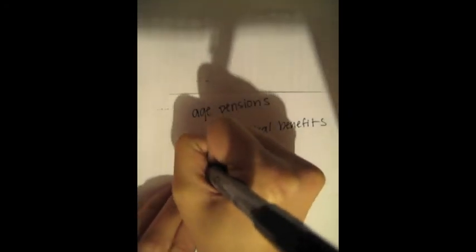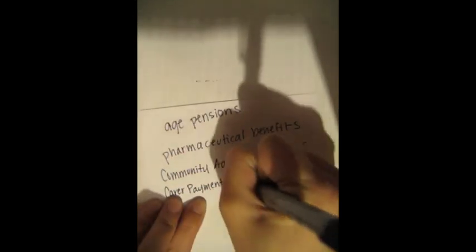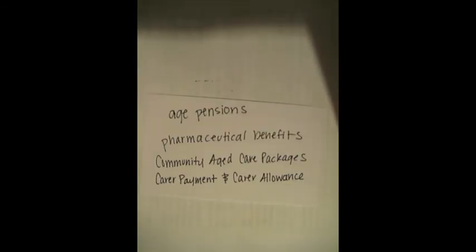A similarity between the two, Australia and the United States, is that they both have services and benefits, such as these listed on here. Well, there you have it. The similarities and differences of the healthcare of the United States and Australia.